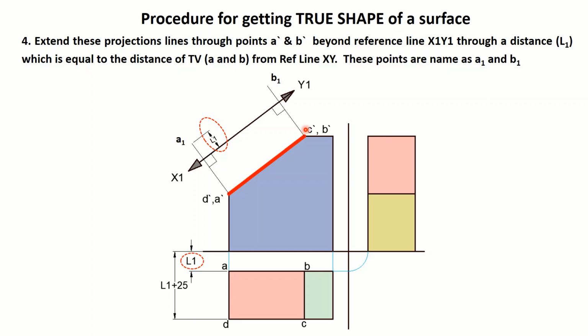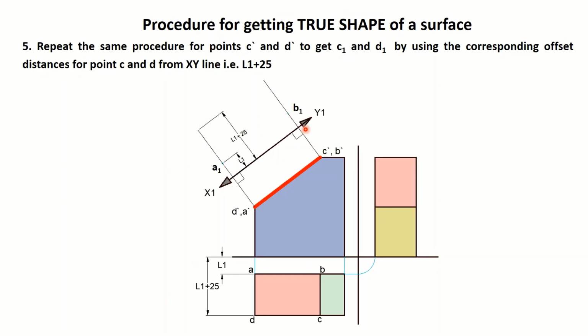So we extend this line, which is the projection of C dash, beyond x1 y1 through this much distance. This distance is L1 plus 25, which is the distance of point D as well as point C from xy. So this distance is L1 plus 25. You get these two points here, which will be C1 and D1. These two points are obtained by taking this offset distance same as this offset distance here.